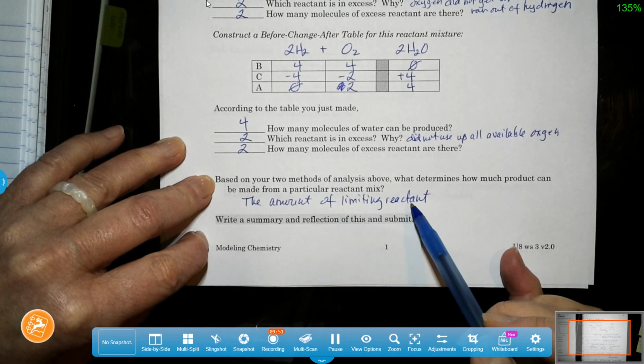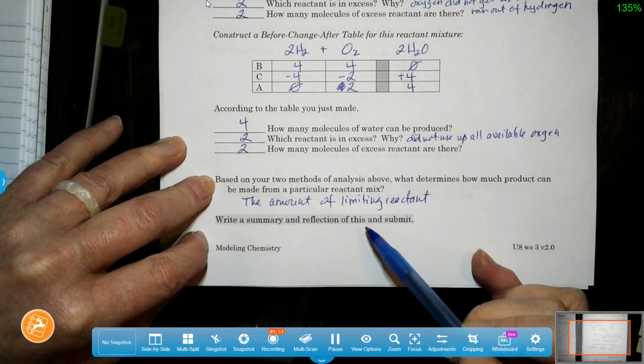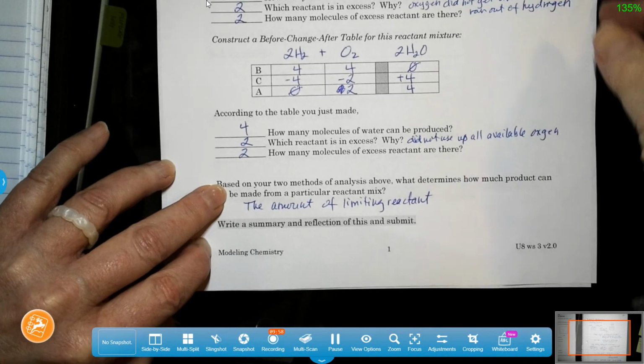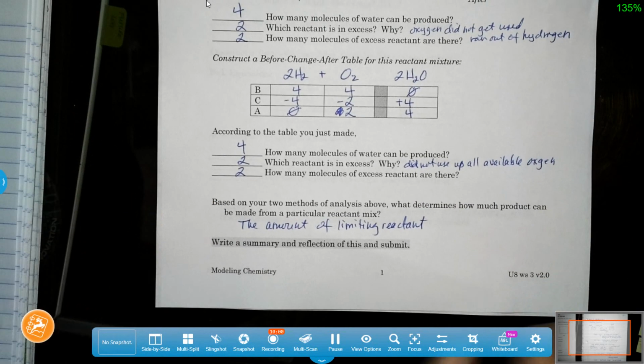Okay, so what determines the amount of product? The limiting reactant. Okay, so go ahead and write a summary and reflection of this. I'm going to quit the video, and then you do number 2 before you watch the next video.